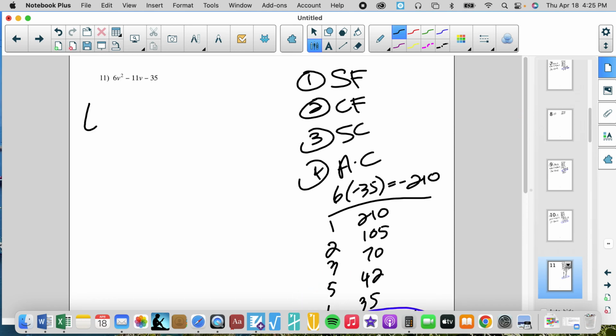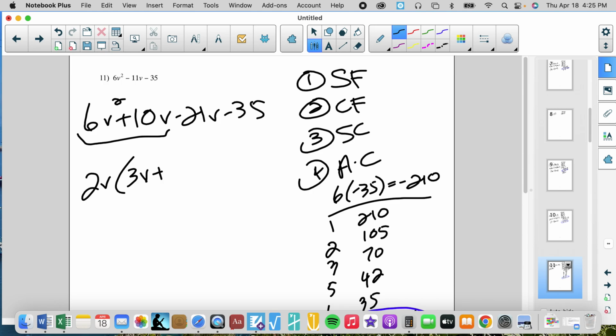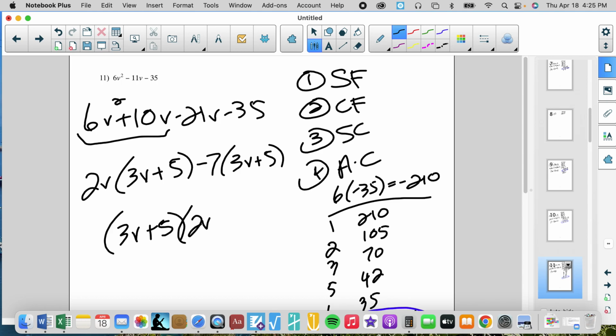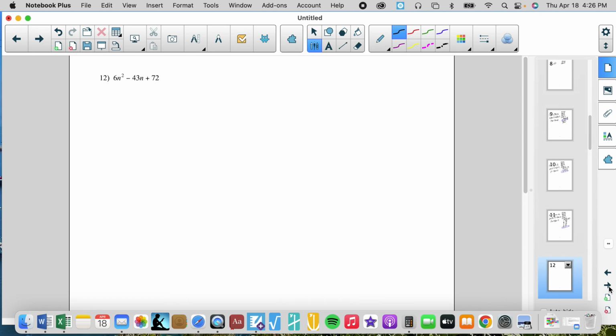Positive 10, negative 21, minus 35. Factor out a 2v. That's 3v plus 5. Factor out a negative 7. That is 3v plus 5. Yeah, that worked. 3v plus 5, 2v minus 7. Ooh, look at that factor pair. Look at that binomial. Oh my goodness. Do you see what you're going to multiply? All right, this probably took you a little homework time.